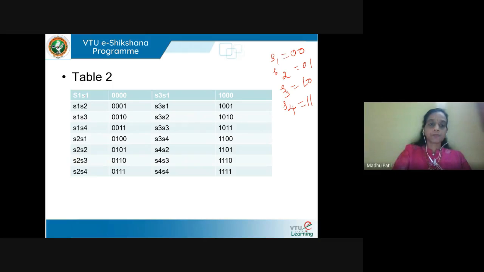So here S1, S1, all four zeros. S1, S2: 00, 01. Next, S1, S3: S1 is 00, S3 is 10. S1, S4: 00, 11. Next, S2, S1: 01, 00. S2, S2: 01, 01. S2, S3: S2 is 01, S3 is 10. S2, S4: 01, 11. S3, S1: S3 is 10, S1 is 00. Next, S3, S2: S3 is 10, S2 is 01.